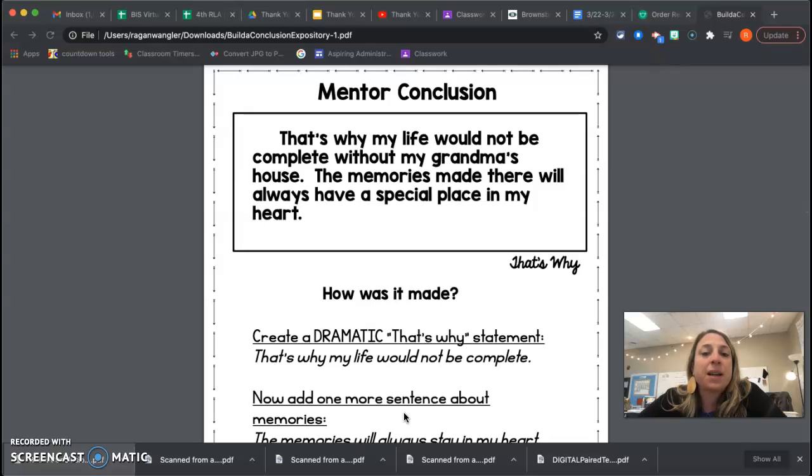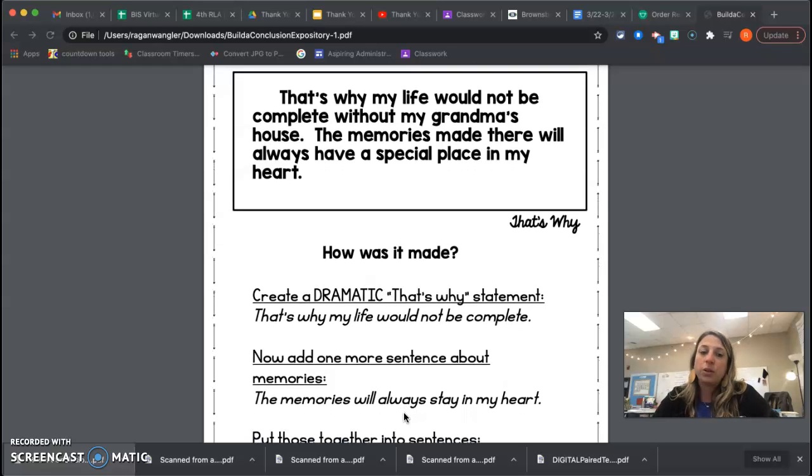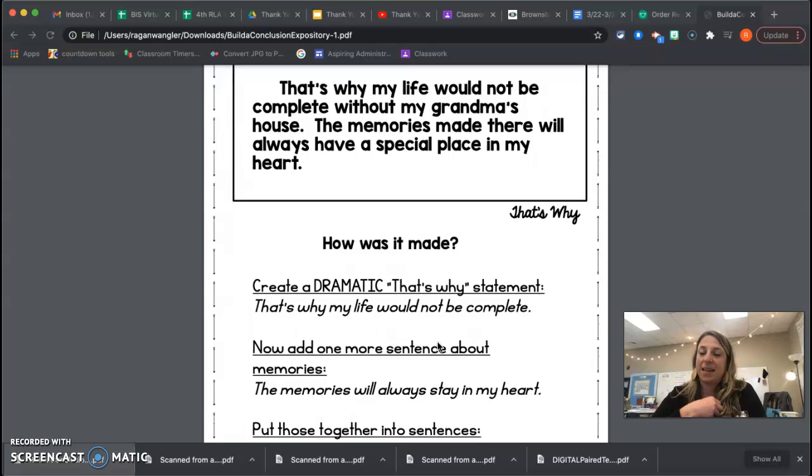It says, that's my life. That's why my life would not be complete without my grandma's house. The memories made there will always have a special place in my heart. So this was a different way of writing their conclusion. They created a dramatic that's why statement. So making it dramatic would mean giving something extra. The memories will always stay in my heart. So you're making it special. And then you just put it together.